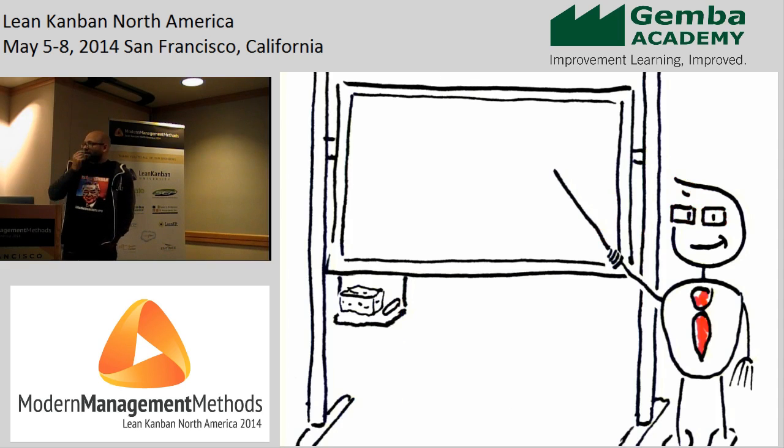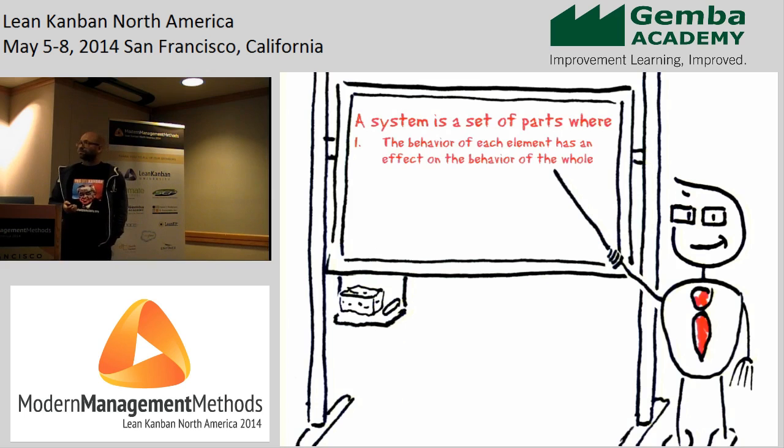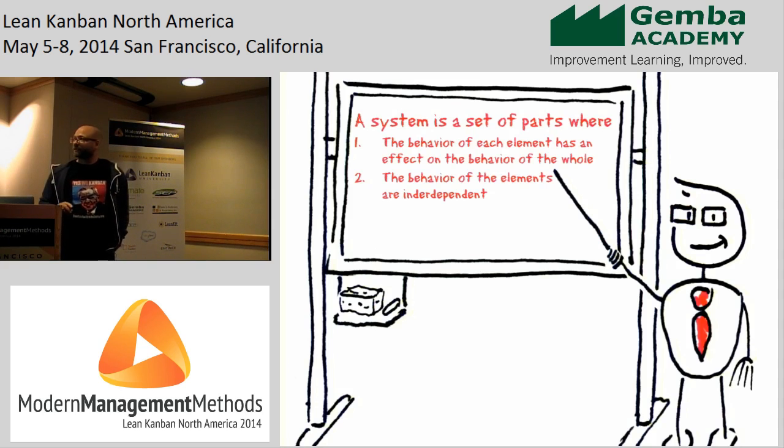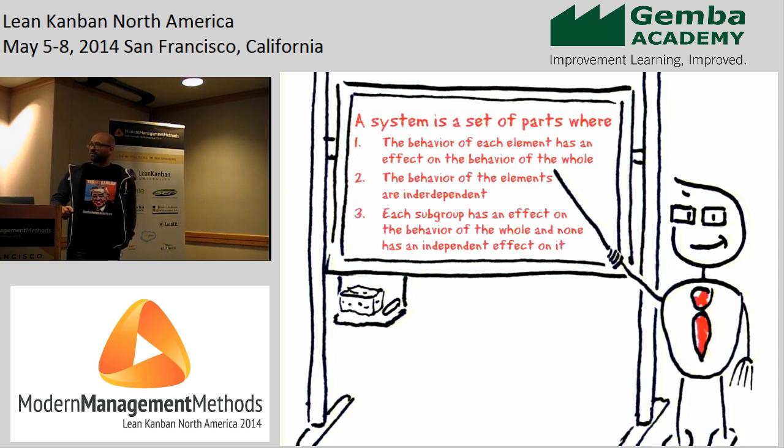So Ackoff gives the definition of a system that's kind of academic. He says a system is a set of parts where first, the behavior of each element has an effect on the behavior of the whole. Second, the behavior of the elements is interdependent. And third, each subgroup has an effect on the behavior of the whole, and none has an independent effect on it. It took me quite a while to digest this, and I don't expect you to do this right now, just that you have heard this, and perhaps you can read it afterwards. I can provide you with the slides.